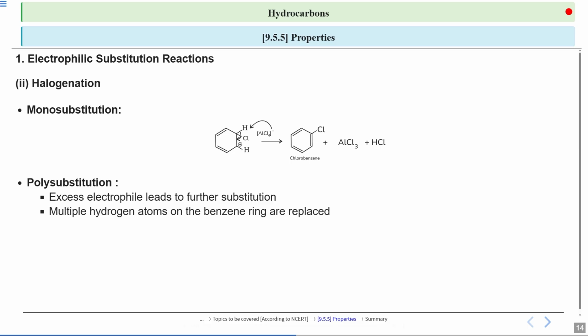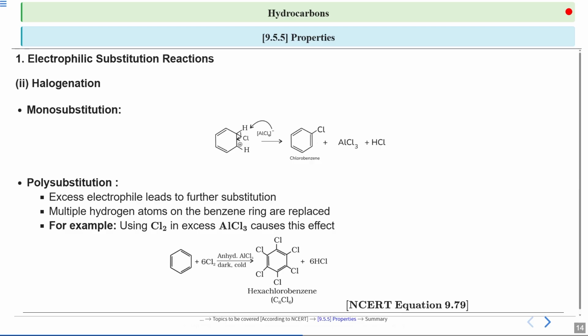With polysubstitution, multiple hydrogen atoms on the benzene ring are replaced by halogen atoms. This means the structure of the molecule changes more significantly and the properties of the compound can be very different from the original hydrocarbon. For example, if we use chlorine in excess with AlCl3 as a catalyst, we can replace several hydrogens on the benzene ring, as shown in the diagram below. This is a classical example where 6 hydrogens are replaced and we get hexachlorobenzene, which is C6Cl6. Apart from this, we get 6 moles of hydrochloric acid.